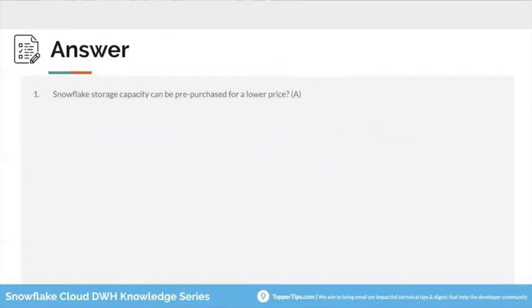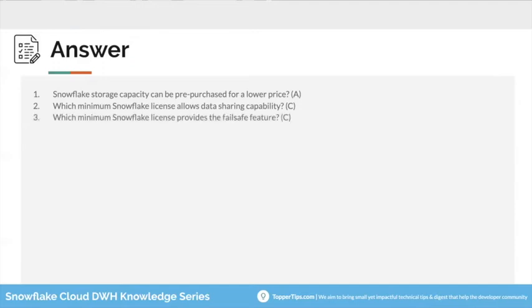The first one we discussed is, Snowflake storage capacity can be pre-purchased for a lower price. This is true. We can have on demand and capacity. Which minimum Snowflake license allows data sharing capability? Data sharing capability is applicable across all the editions. Which minimum Snowflake license provides the fail-safe feature? Fail-safe is also applicable across all the editions. So minimum is the standard.